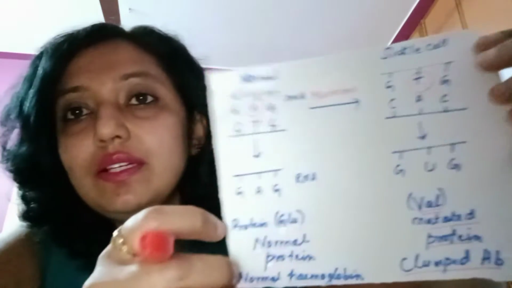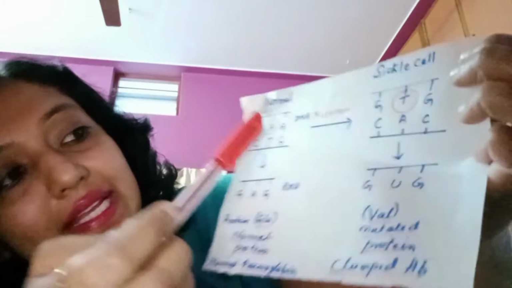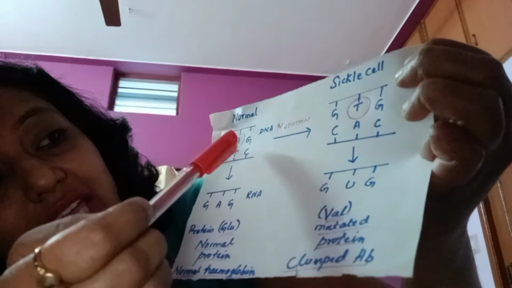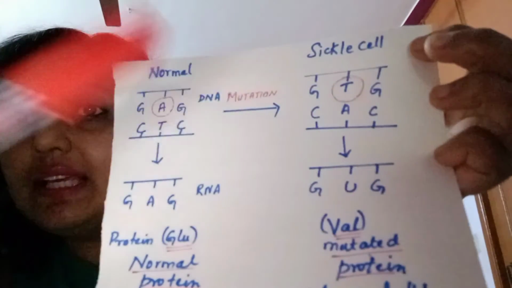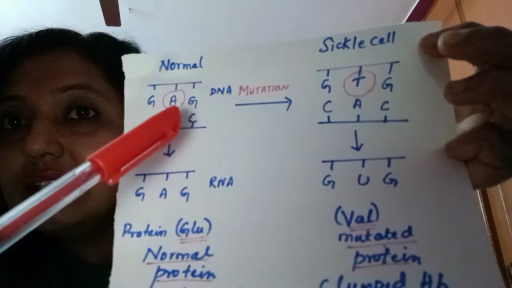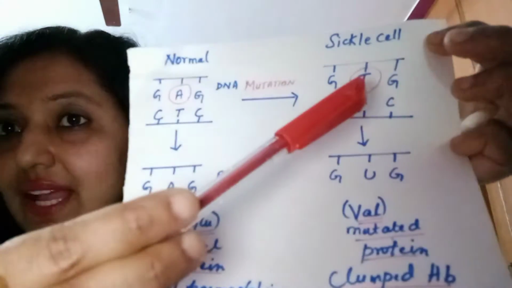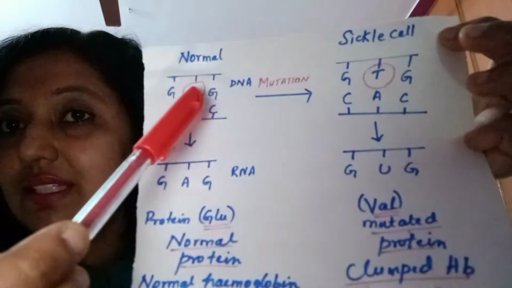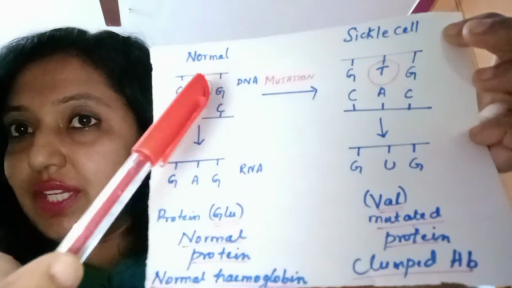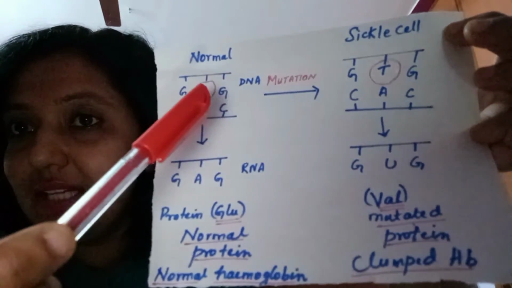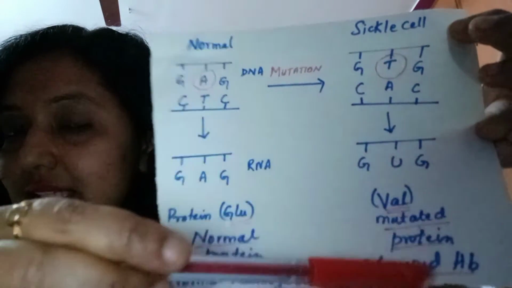Here you can see the normal gene. This is the normal DNA. Normal DNA has GAG. In the normal gene, the adenine in the middle has mutated to T, that is thymine. So a mutation has occurred at a single point. Due to this point mutation, there is thymine instead of adenine, resulting in sickle cell anemia.